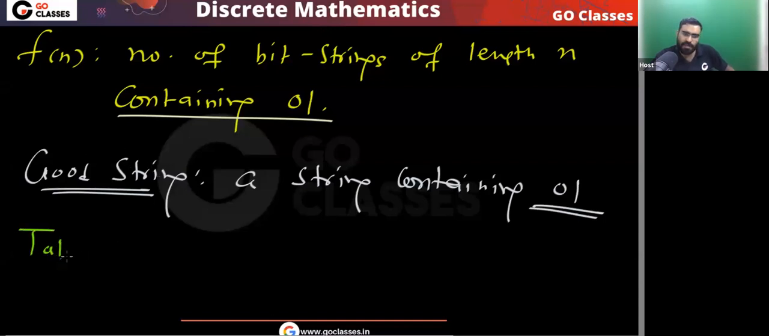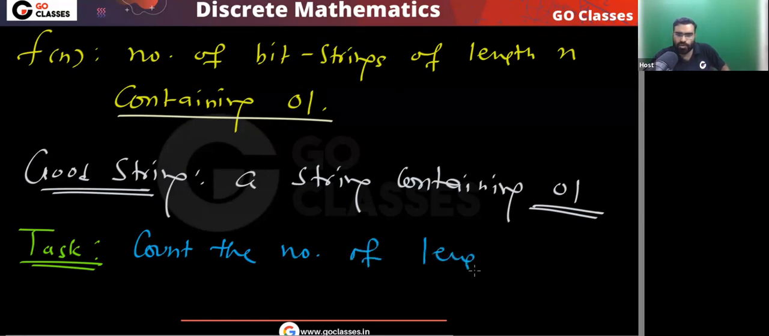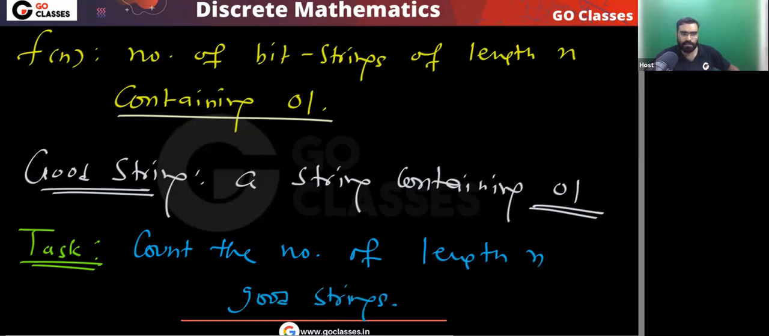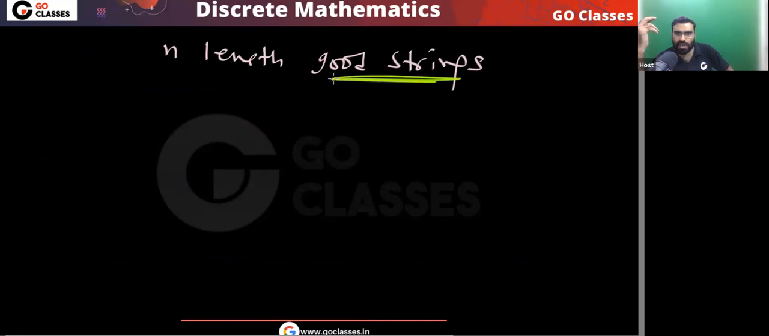So what is my task? A string containing 0, 1 is a good string. My task is to count the number of length n good strings. Very simple. Good string means a string containing 0, 1. Now completely focus on n length good strings.